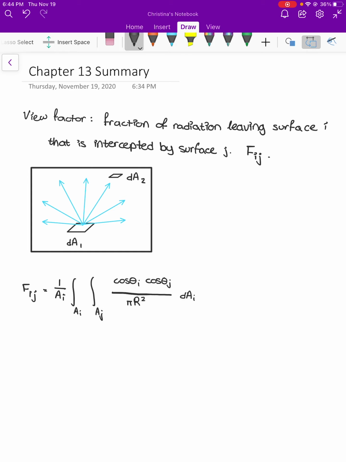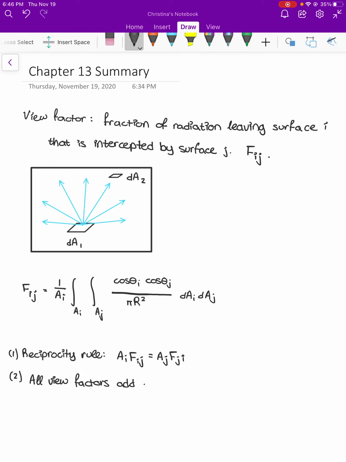This equation is not fun to use at all, but thankfully there are certain view factor rules that can enable you to bypass having to use the integral equation. The first rule is the reciprocity equation, which enables you to use one view factor to find another one. The equation for reciprocity is the following. Another rule is that all the view factors in an enclosure must add up to 1. This makes sense because the total fraction of energy emitted by a surface has to be 1.